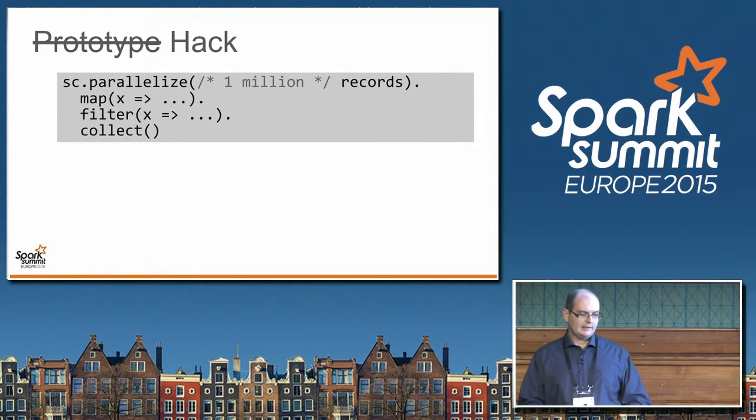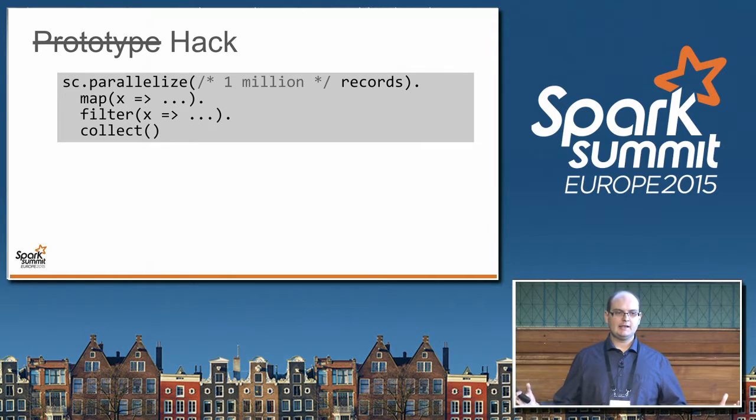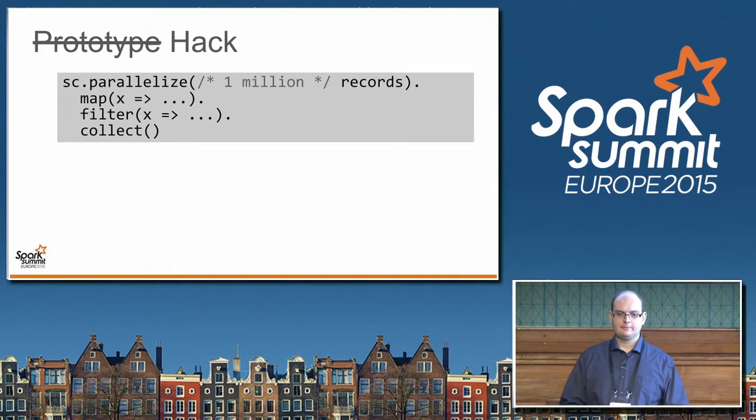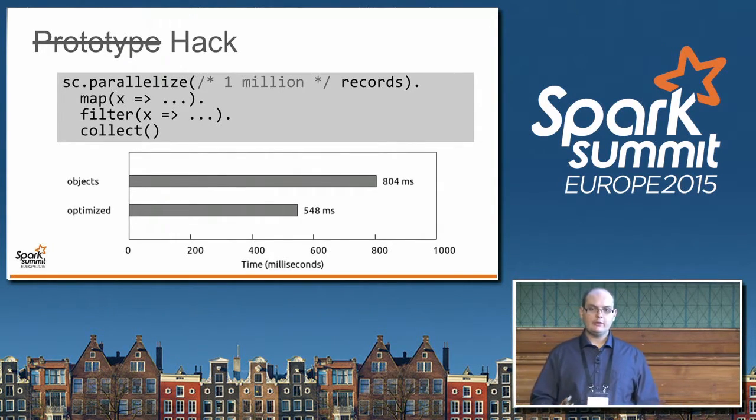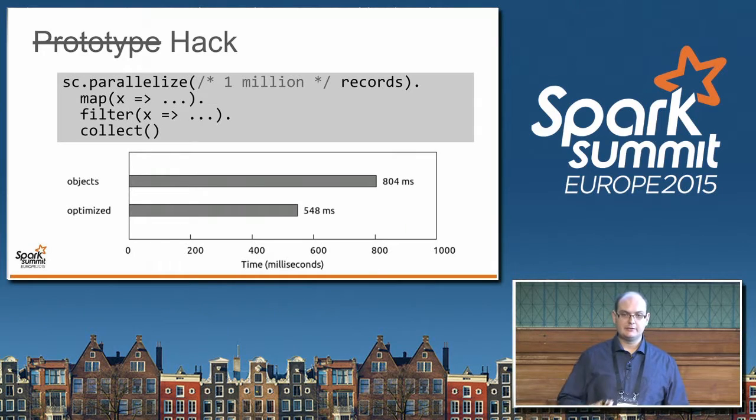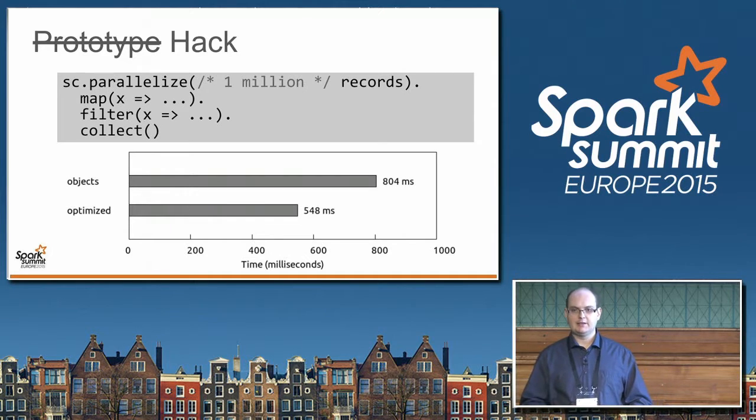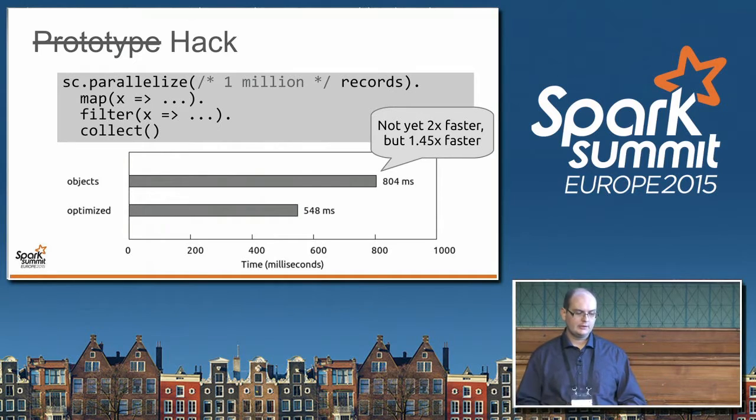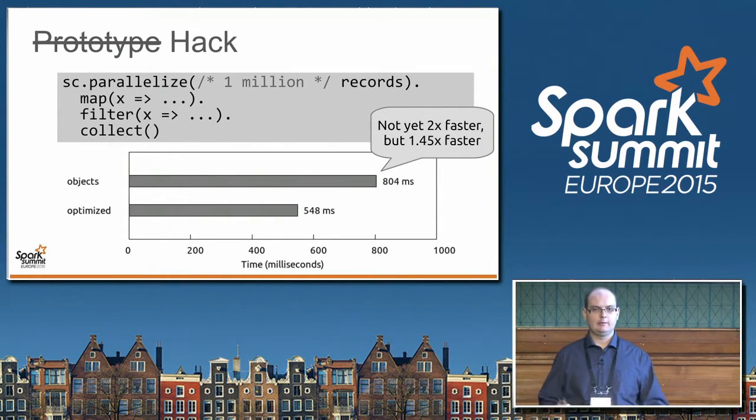So one example that I can show you is simply taking a parallel collection, parallelizing it, and just doing a map and a filter and collecting. It's the most trivial example you can get. And with objects, it takes about 800 milliseconds, whereas the transformed code operates at around 600 milliseconds. We don't get exactly the 2x speedup between RDDs and data frames, but we're reducing some of the differences here. And this can probably be pushed a little bit further as well.